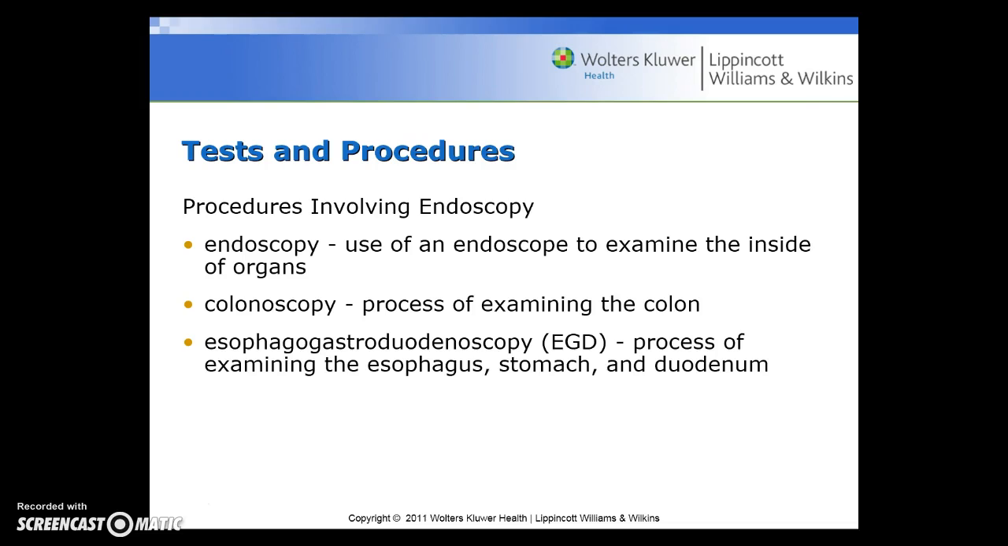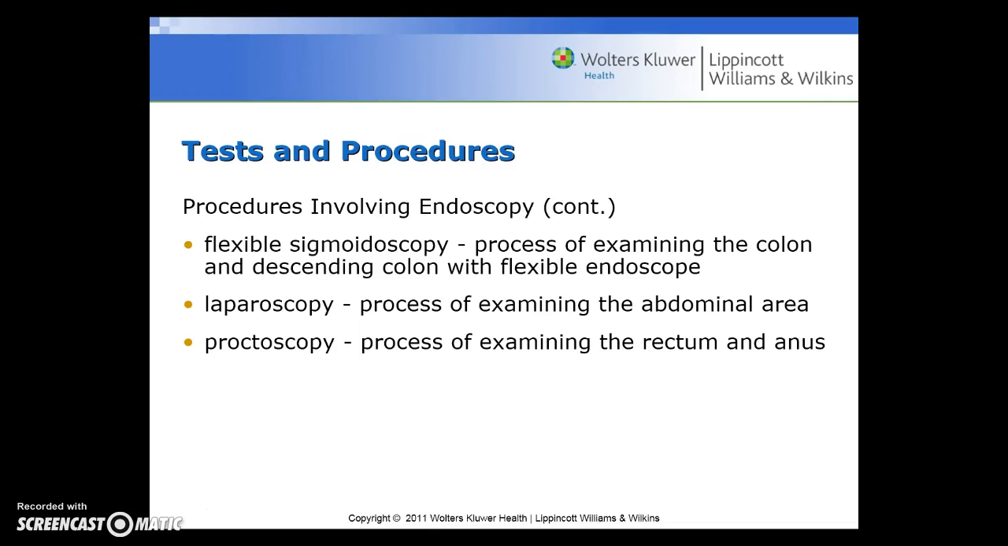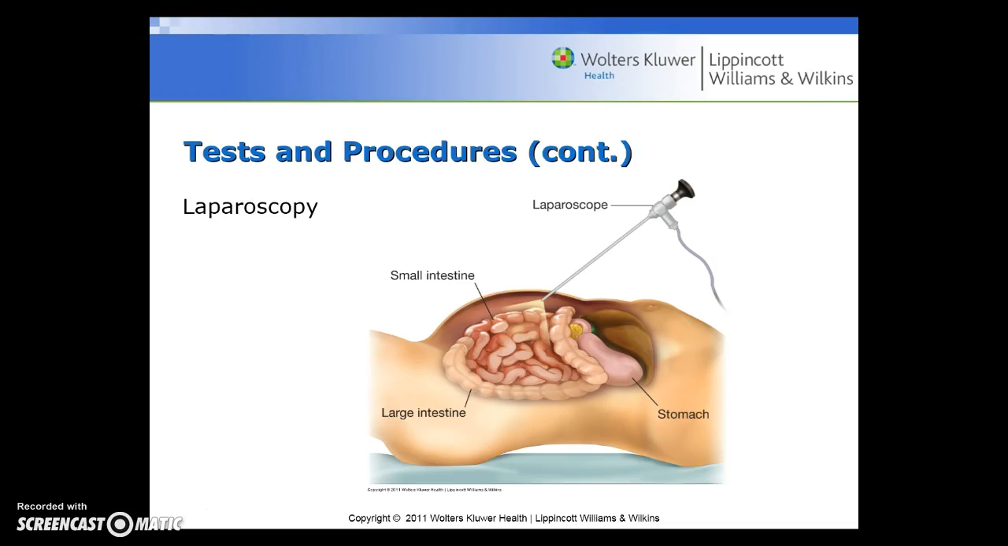Some procedures involving endoscopy. Endoscopy is the use of an endoscope to examine the inside of organs. Colonoscopy is the process of examining the colon. An esophagogastroduodenoscopy, an EGD, is a process of examining the esophagus, stomach, and duodenum. Here's an endoscopic view of the cecum. Additionally, the flexible sigmoidoscopy is the process of examining the sigmoid and descending colon with a flexible endoscope. A laparoscopy is the process of examining the abdominal area. A proctoscopy is an examination of the rectum and anus. Here's a laparoscopy. You can see how that's done.